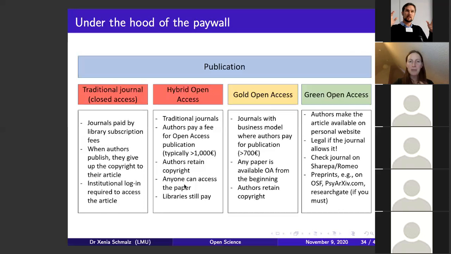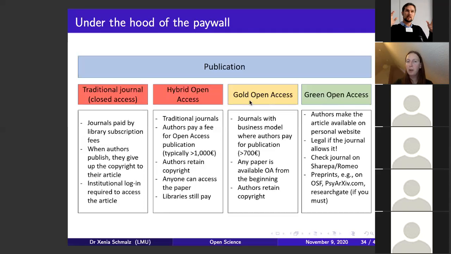So in a way, it's an even worse system because the taxpayers first pay for the researcher to do the research, then they pay for the libraries to pay the journals, and then they pay the researchers so that they can pay the open access publication fees, and only then do they generally have access to the paper which they funded in the first place. So this is not a good system.